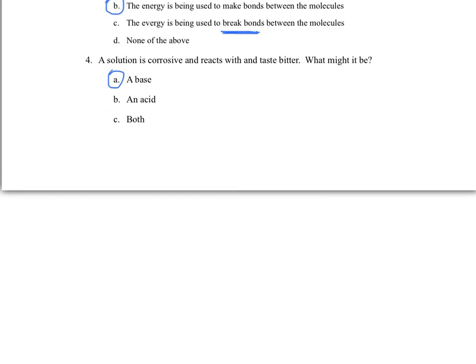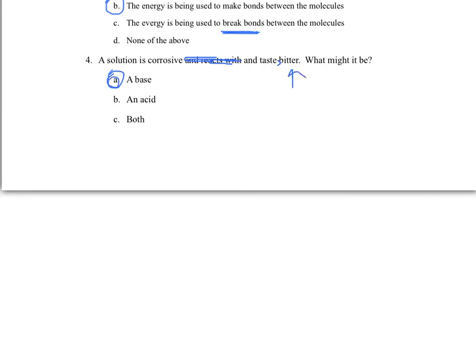And number 4, the solution is corrosive and reacts with... that was a mistake in the test. This part should not have been here. You can scratch that out. So a solution is corrosive and tastes bitter, right? That was my mistake. I apologize for that. What might it be? Well, if it tastes bitter, it's a base.